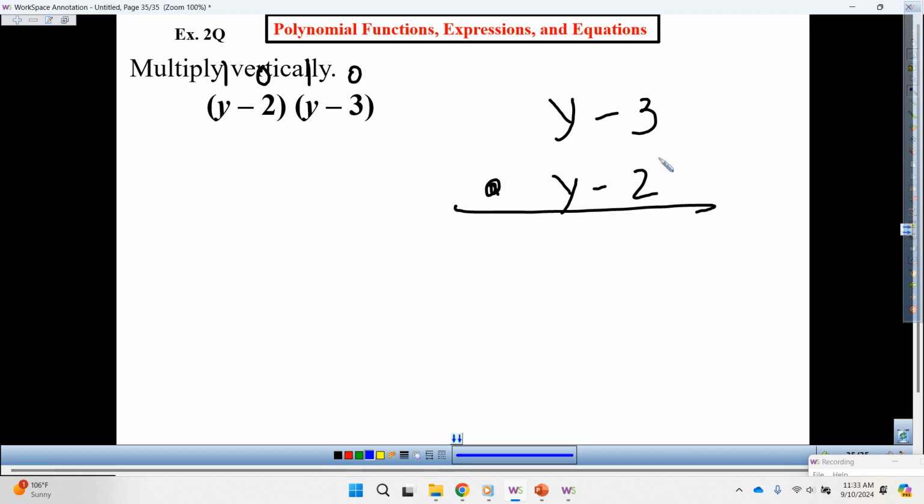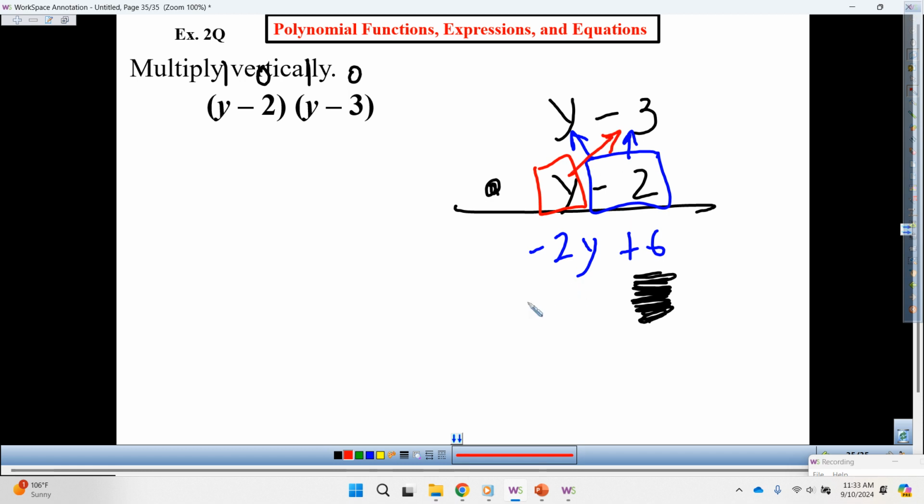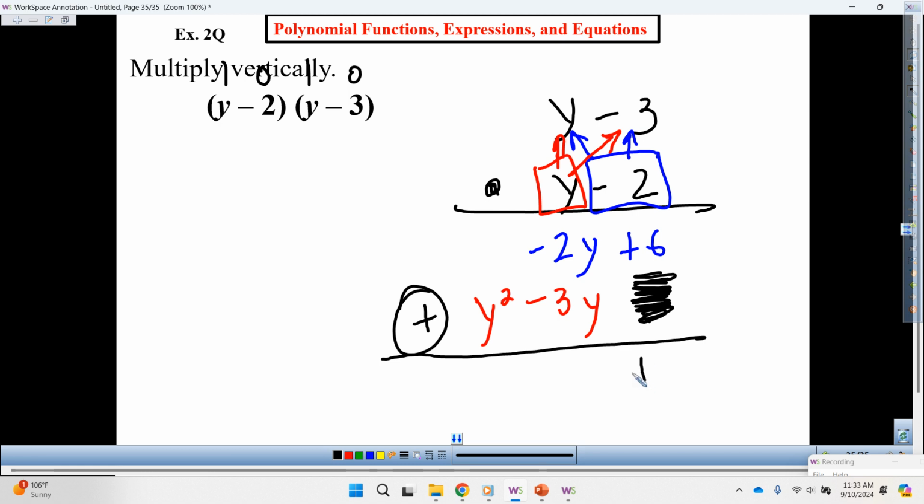Multiply. Negative 2 times negative 3, that's positive 6. Negative 2 times y, that's negative 2y. And what did we say not to forget? Blank out a spot here. Next, y times negative 3 is negative 3y. Y times y is y to the second. We combine. 6, bring it down. Negative 3y and negative 2y, that's negative 5y and y squared.